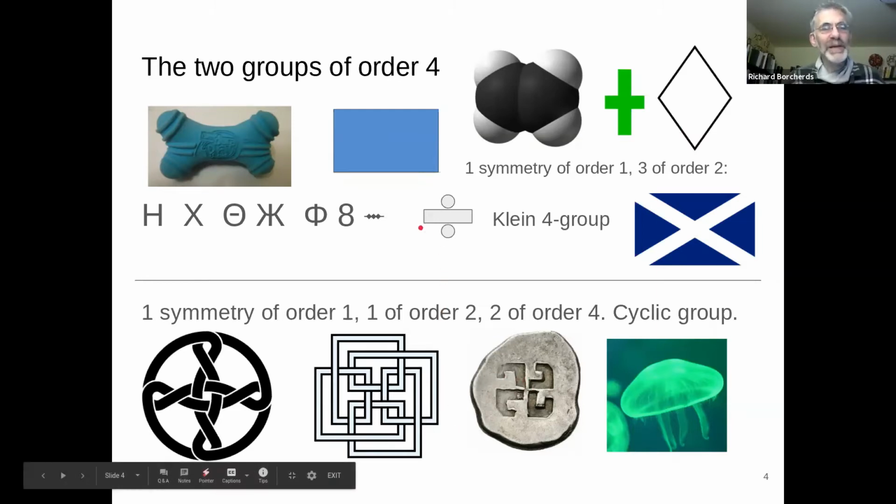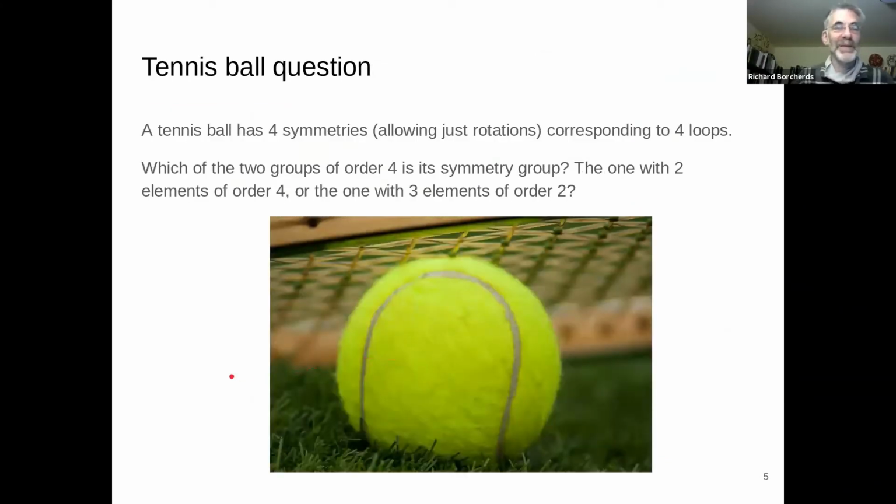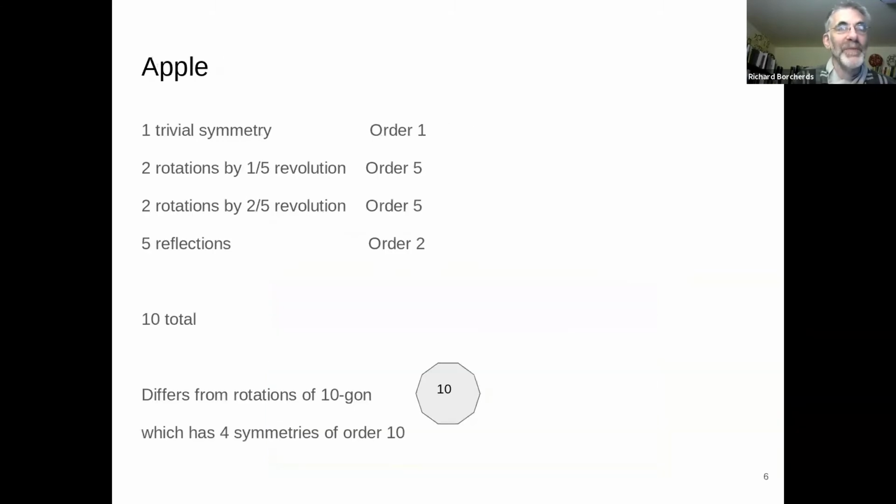And you can see these 2 groups are different because they've got different numbers of elements of order 2. For instance, the groups on the top half all have 3 elements of order 2, and the groups on the bottom half have only 1 element of order 2. So we have 2 different groups of order 4. So here's a puzzle for you. If you take a tennis ball, it's actually got a symmetry group of order 4. And so the question is, which of these 2 symmetry groups of order 4 does a tennis ball have? So I'll leave that as something for people to think about.